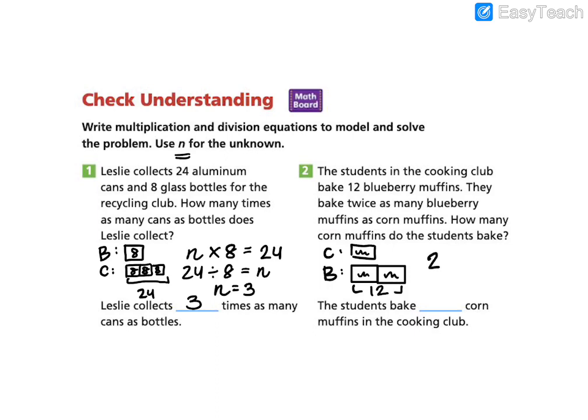So we know that twice as many as N will equal our 12 blueberry muffins. So if we take those 12 blueberry muffins into 2 groups, twice as many, we know that N will equal 6. The students bake 6 corn muffins in the cooking club.